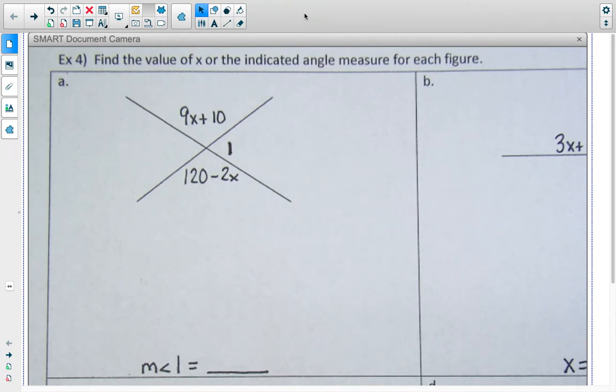So when we're getting started trying to find our specific angle values today, you want to make sure you know which type of angle pair you're working with, so that way you'll know if they're congruent, if they equal 180, or if we need to do something else.